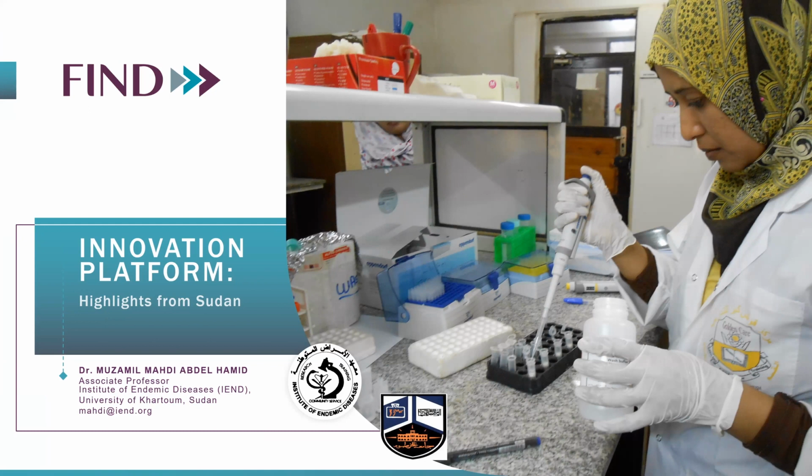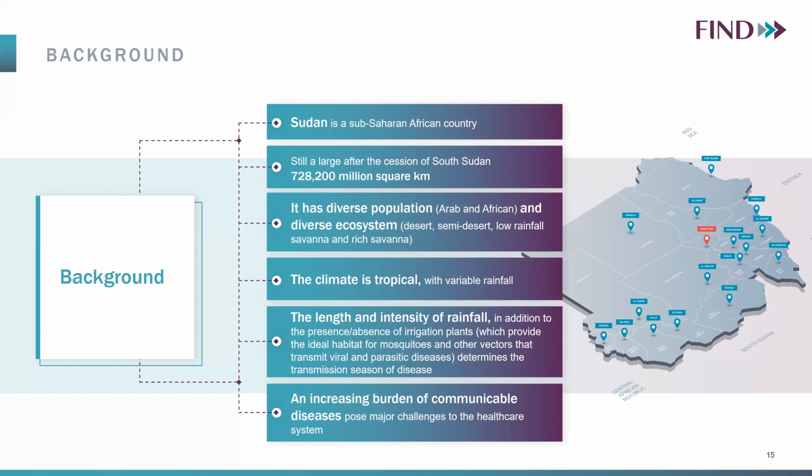Next slide, please. Sudan is a large country in Central Africa, in East Africa, in Sub-Saharan Africa. Still, the country is large after separation of South Sudan. It has diverse populations and diverse ecosystem. The population are Arab and Africans, and they have diverse ecosystem from desert, semi-desert, low rainfall savanna, and rich savanna. The climate is tropical with variable rainfall.